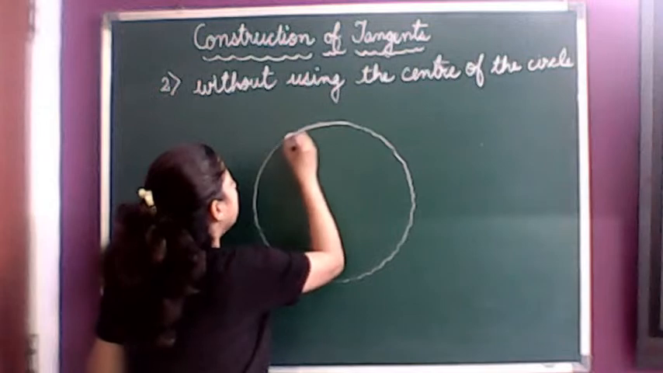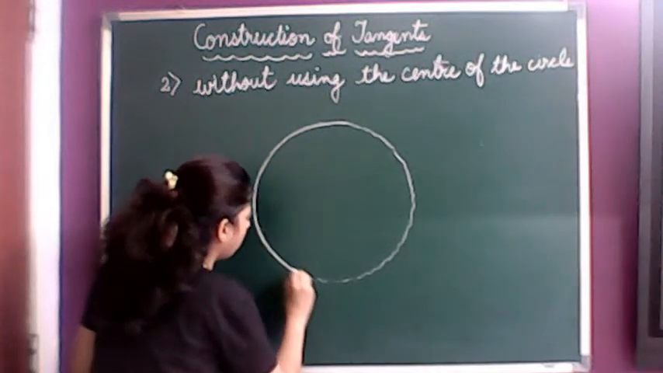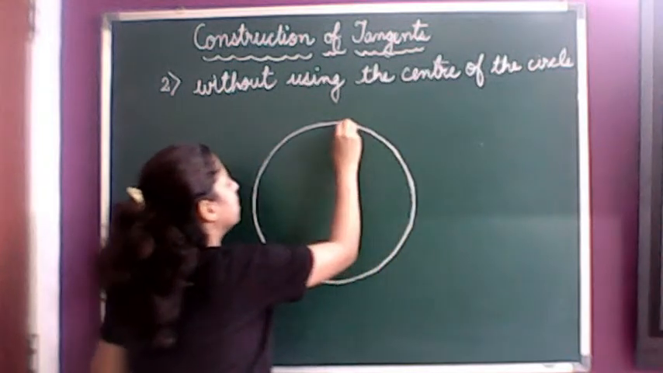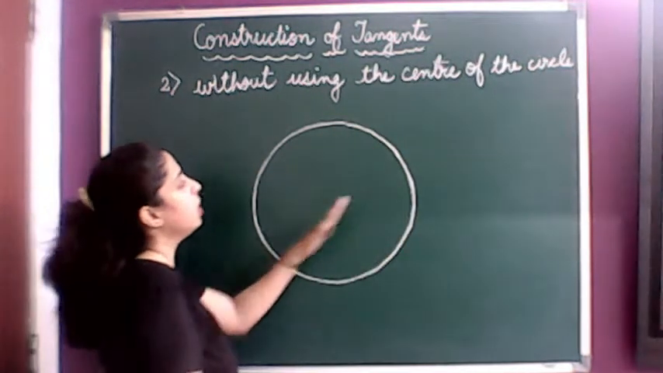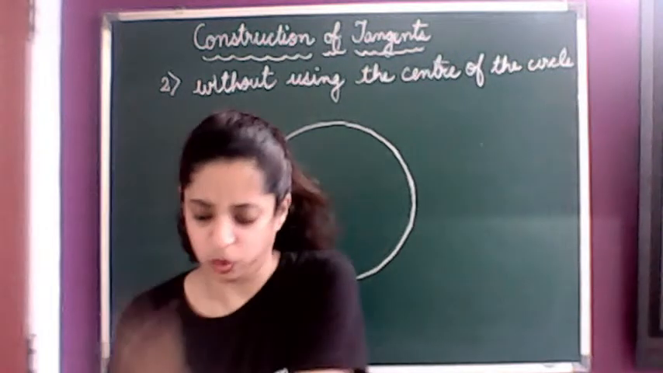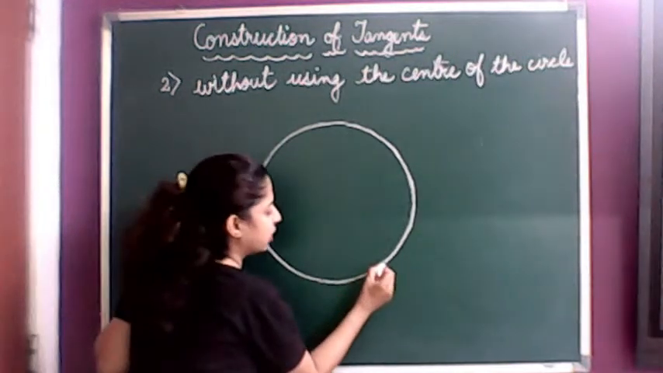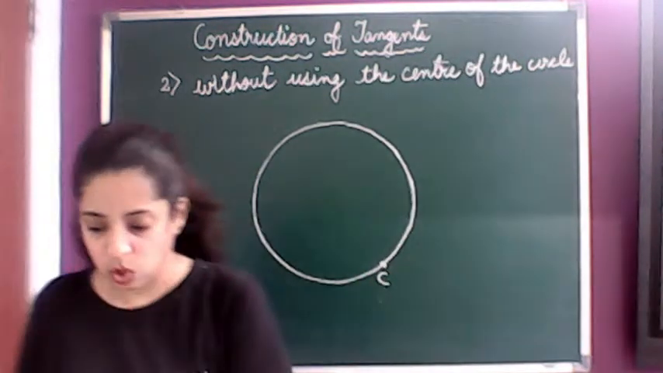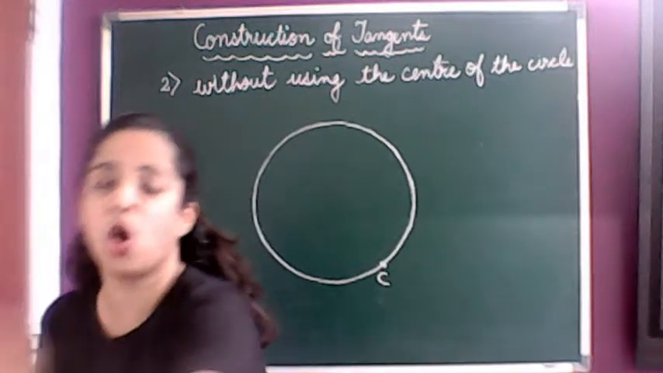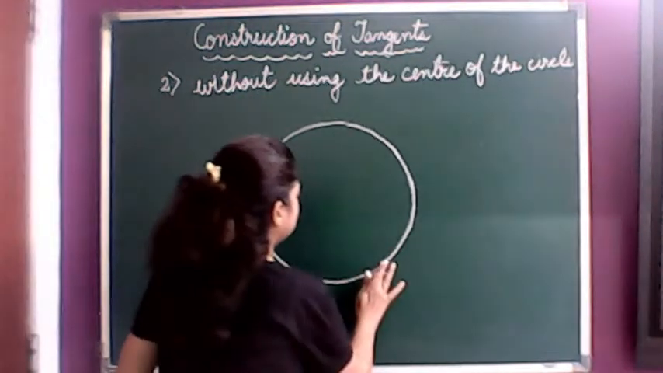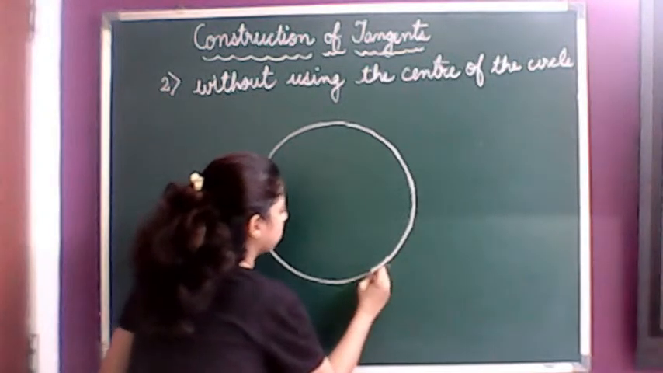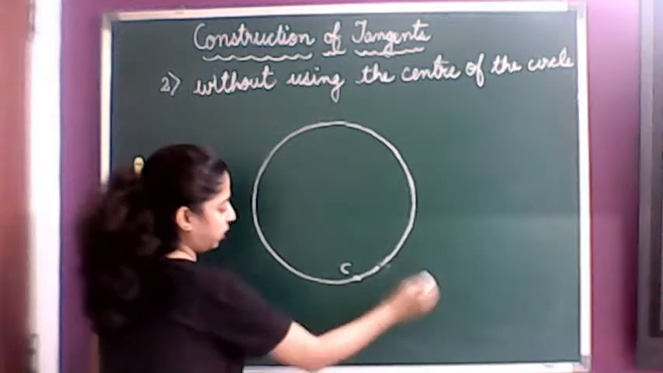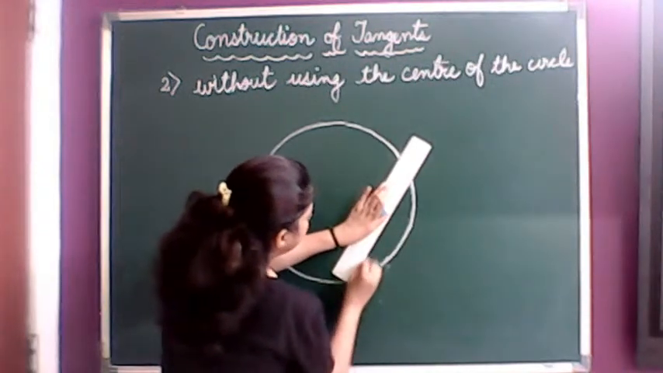Let me draw a clean circle for you. So that's the circle. We don't have the center. Now select any point where you want to draw the tangent. Suppose I want to draw the tangent at this point C. This is the point C where I want to draw the tangent. So from C I will draw any chord.